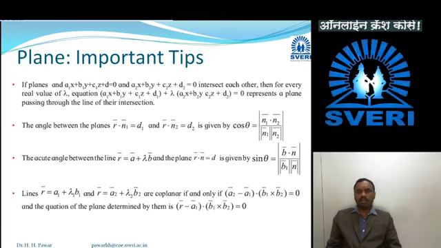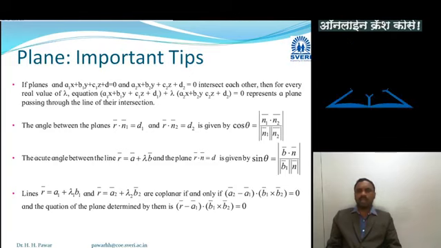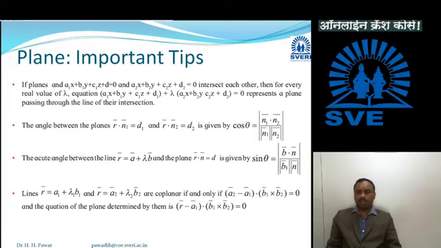Next, the angle between the planes r bar dot n1 bar equal to d1 and r bar dot n2 bar equal to d2 is given by cos theta is equal to n1 bar dot n2 bar divided by modulus of n1 bar modulus of n2 bar. The acute angle between the line r bar is equal to a bar plus lambda b bar and the plane r bar dot n bar equal to d is given by sin theta is equal to b bar dot n bar divided by modulus of b bar modulus of n bar.